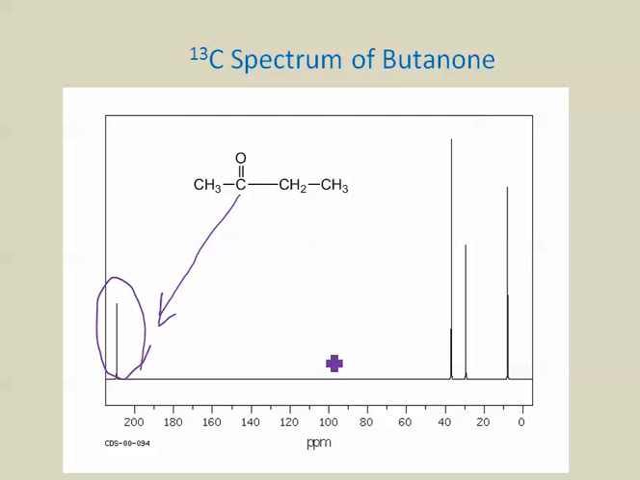And again, we don't see splitting patterns, we just see spikes here. But if I had, again, other information that told me I might be dealing with butanone, this spectrum certainly would confirm that, since it does only have those 4 peaks to it.